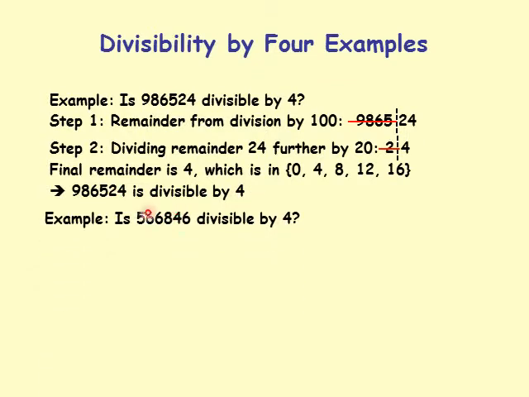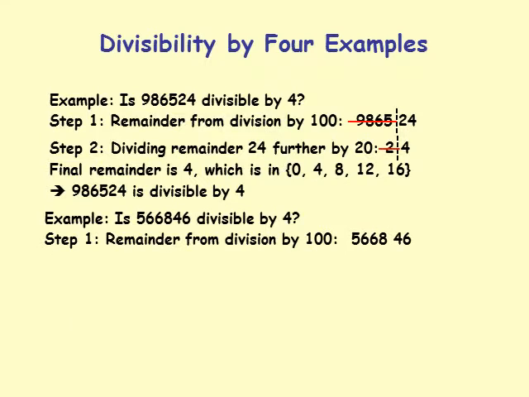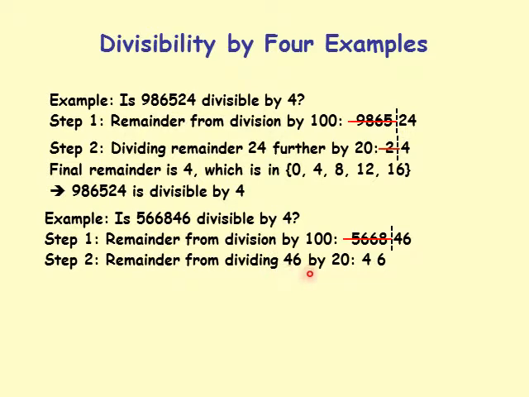Let's continue. An example is 566846: is it divisible by 4? First we find our remainder from division by 100. So 46 is the remainder, and 5668 is the quotient. We toss out the quotient. 46 is left, and we subject this 46 to further division by 20. We write down 4 and 6, and first we divide by 10. Then 6 is the initial remainder, and we might get some more remainder from the left. Then 4 is on the left.